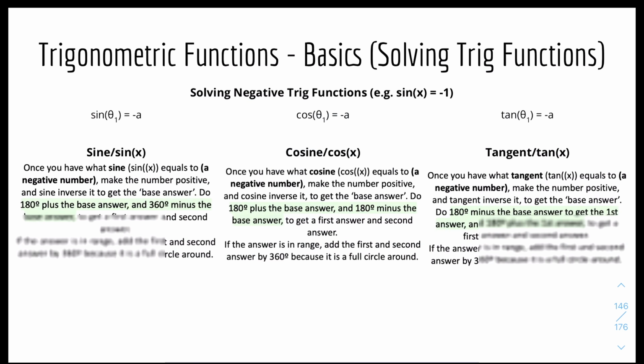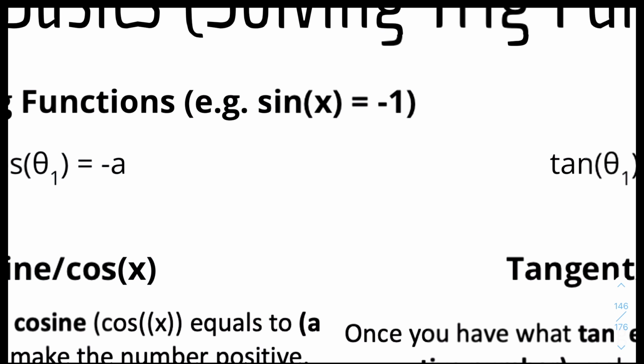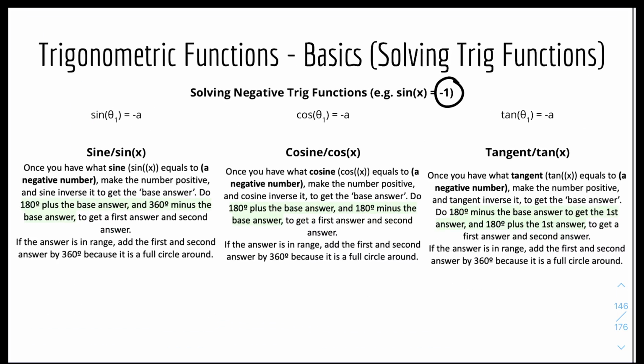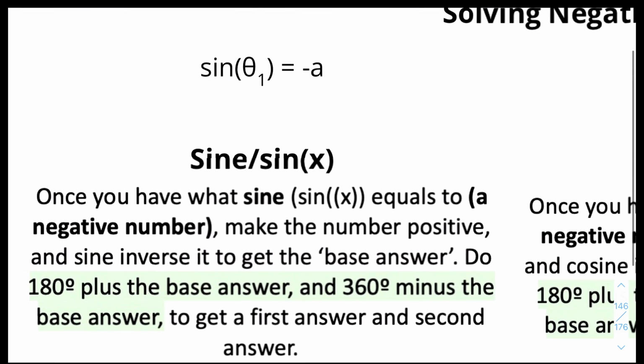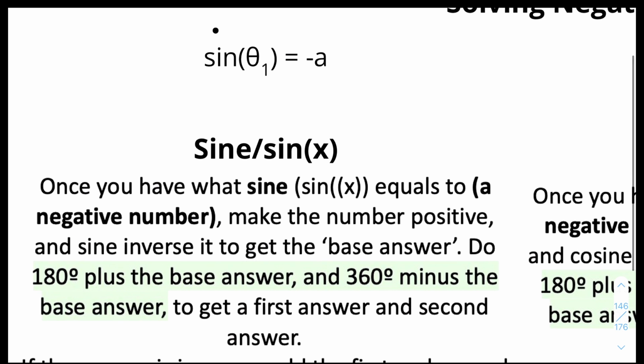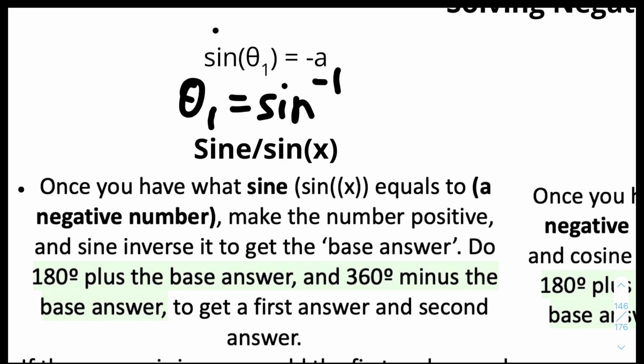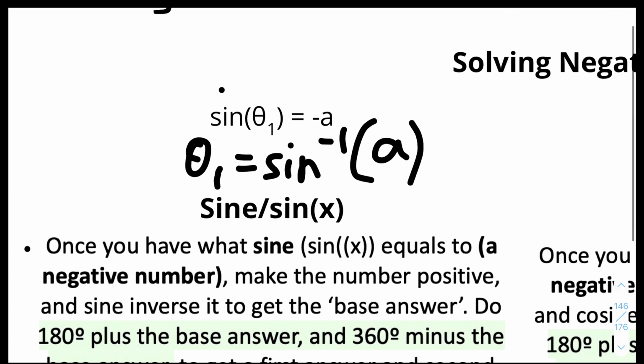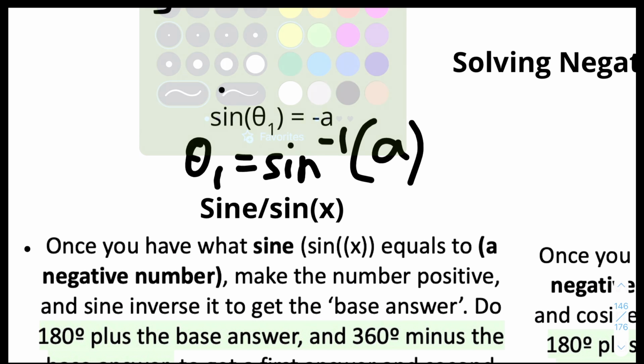And now we'll look at how to solve negative trig functions, where sine x or any trig function equals a negative number. Starting off with sine, we can see that sine theta 1 is equal to minus a. So once you have what sine is equal to, which will be a negative number, you basically make the number positive and do sine inverse. So theta 1 equals sine inverse a. You ignore the negative sign, so it'll just be sine inverse a to get a base answer. So in this case, theta will be a base number.